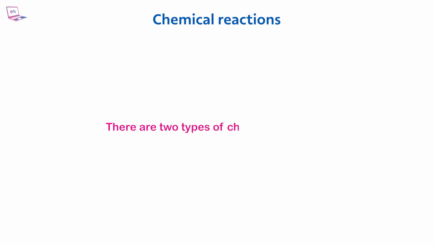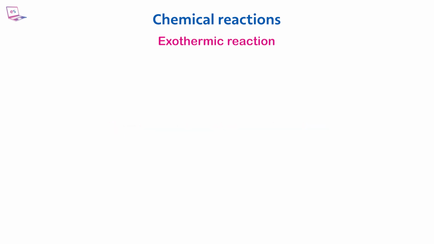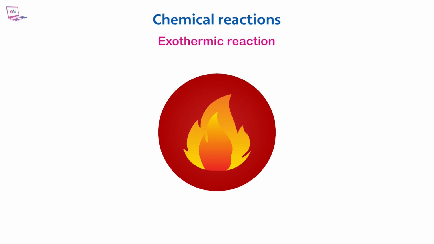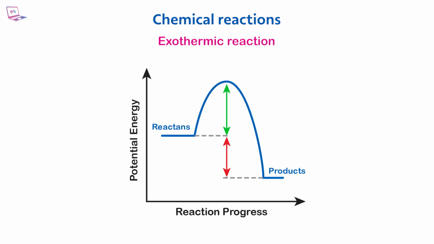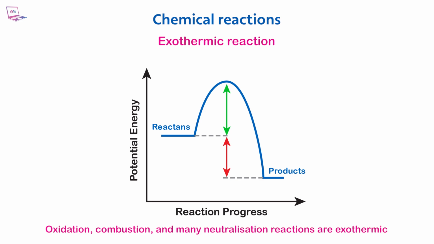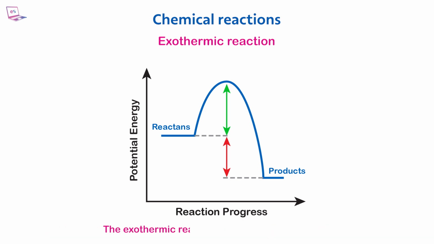There are 2 types of chemical reactions. Exothermic reaction. In an exothermic reaction, energy is released or transferred to the surroundings through heat. Lighting a candle is an example of this type of reaction. Exothermic reactions release heat, thereby raising the surrounding temperature. Oxidation, combustion, and many neutralization reactions are exothermic. The exothermic reaction releases a lot of energy.